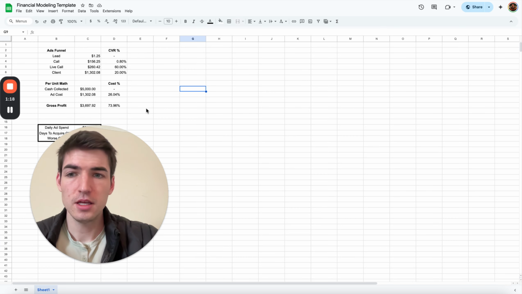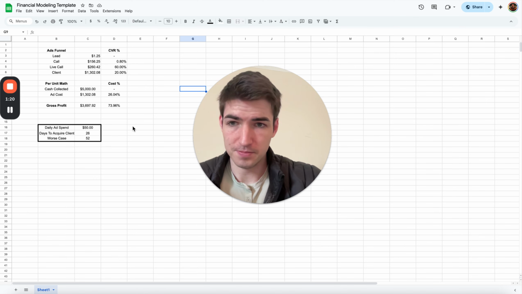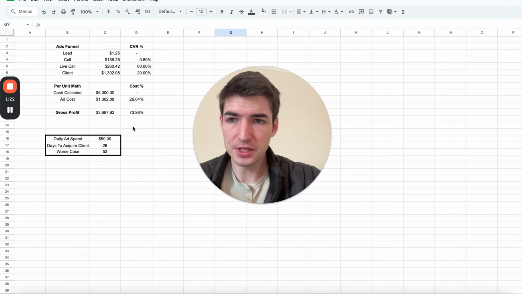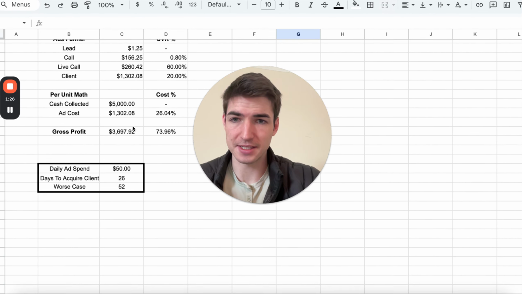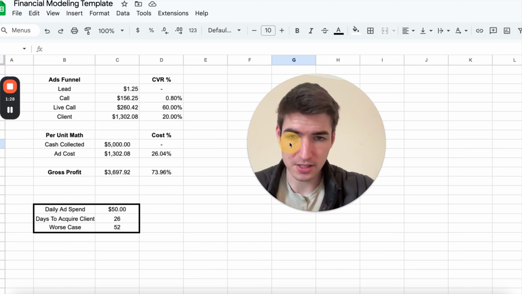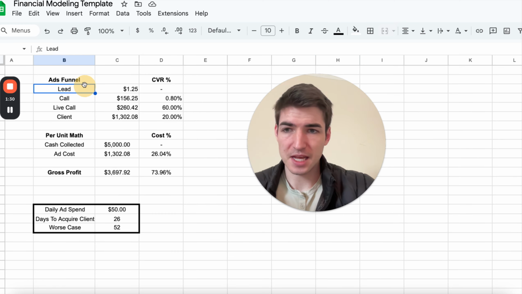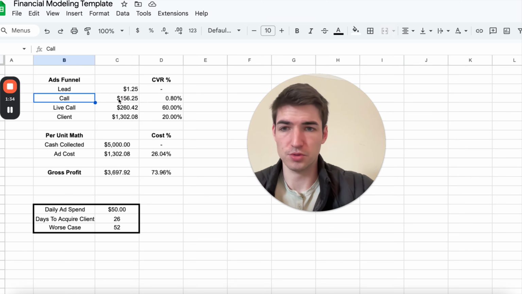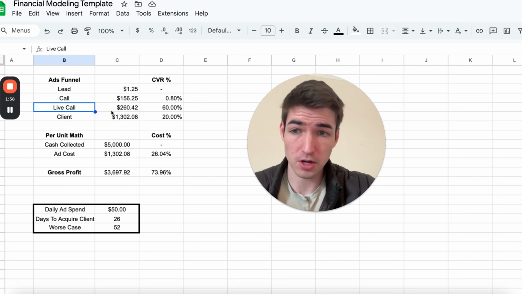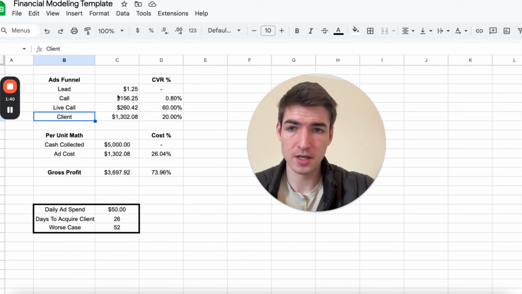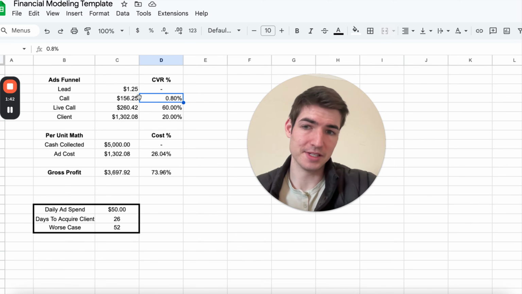Let's go to our financial modeling template. This is what we use specifically when running paid ads. We put in our numbers here and it also tells us timelines, like when we're going to sign clients. For example, here we have this funnel: how much it costs to get a lead, to book a call, to get a live call, meaning someone who actually shows up on the call, and to actually acquire a client. We adjust these conversion rates here.